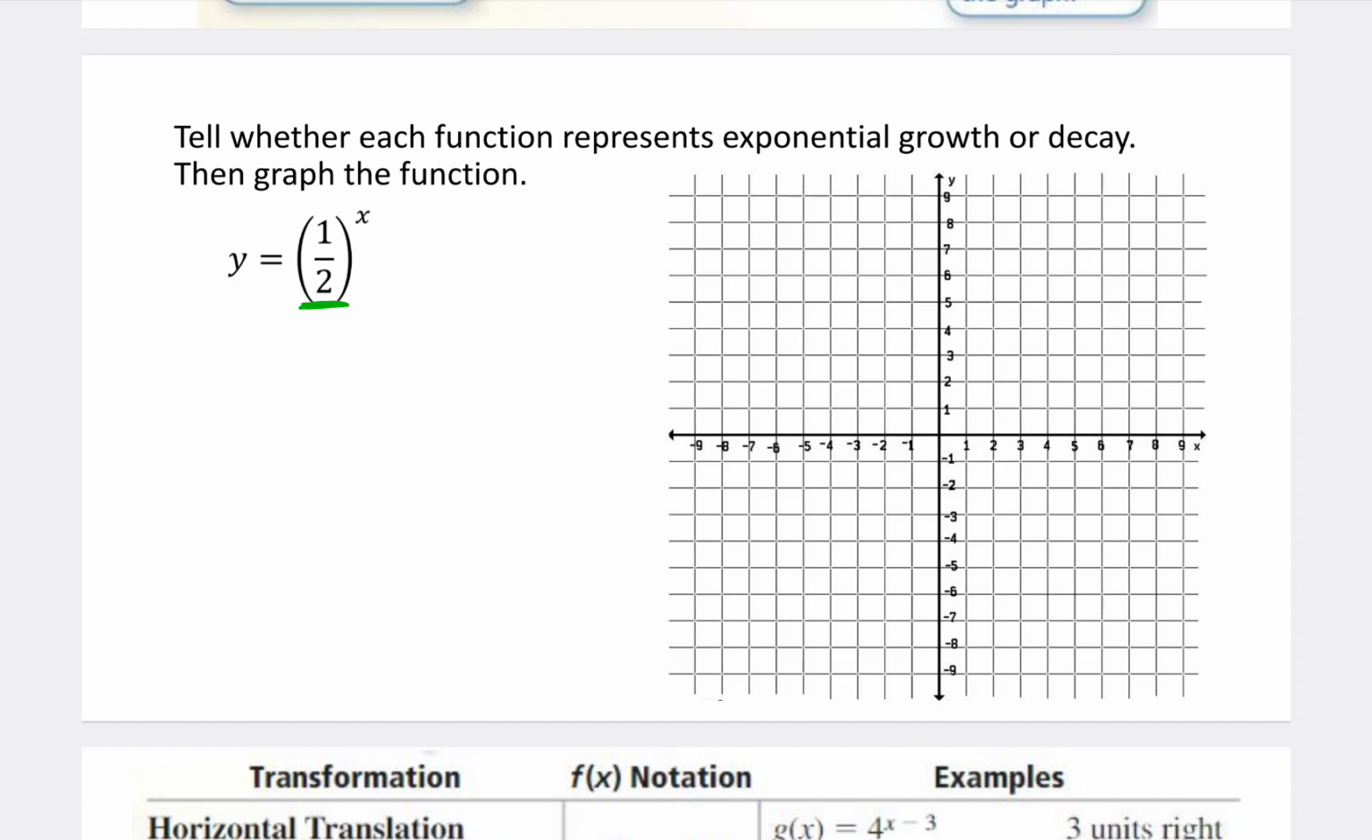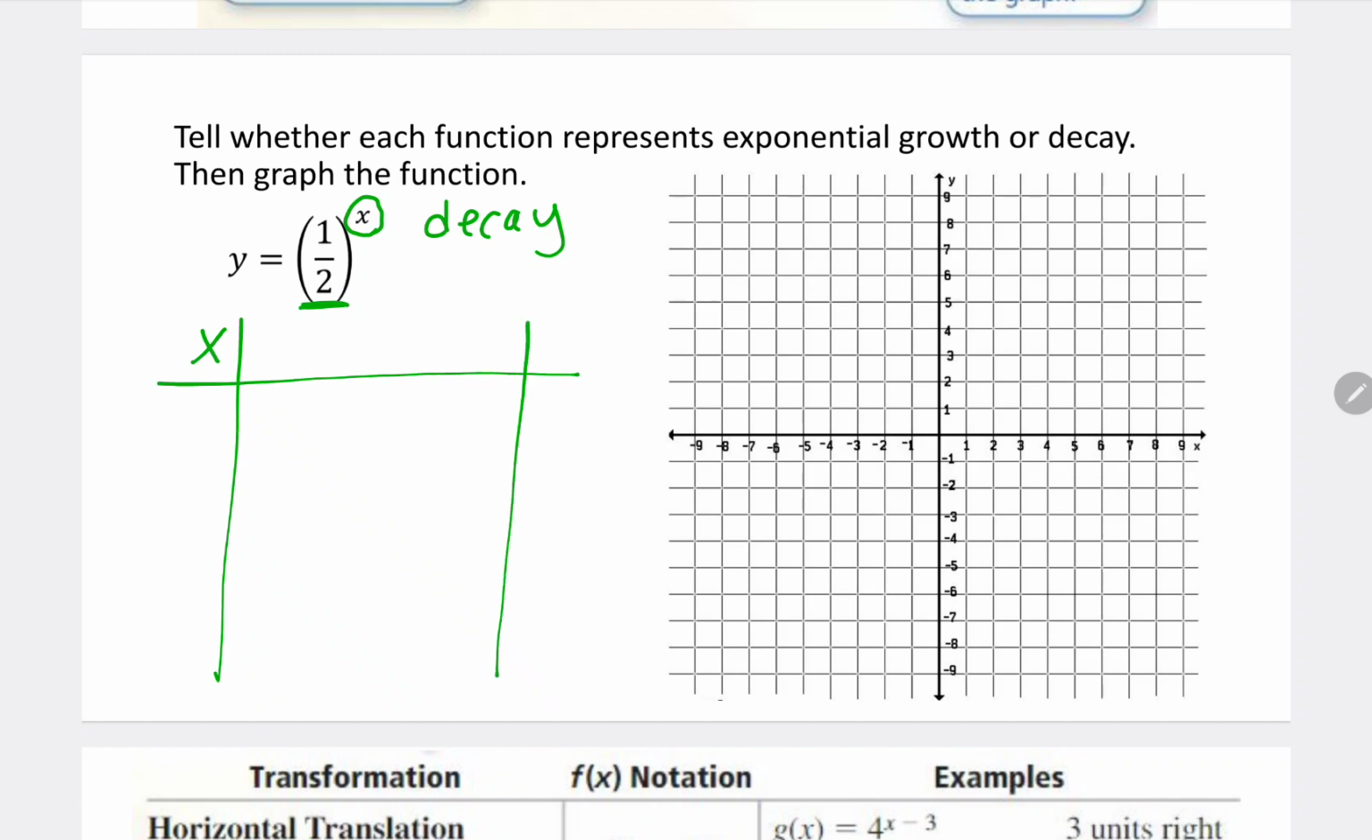When the base is less than 1, when it's between 0 and 1, it's an exponential decay function. So this is a decay function. If that base was bigger than 1, it would be a growth function. And I should have mentioned previously, we call these exponential growth or decay functions because x, or the variable, is in the exponent. That's what makes it an exponential function, whether it's growth or decay. And then again, to tell if it's growth or decay, you look at the base. If the base is bigger than 1, it's growth. If it's between 0 and 1, it's decay.